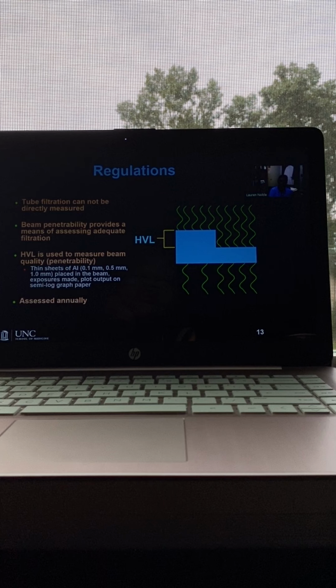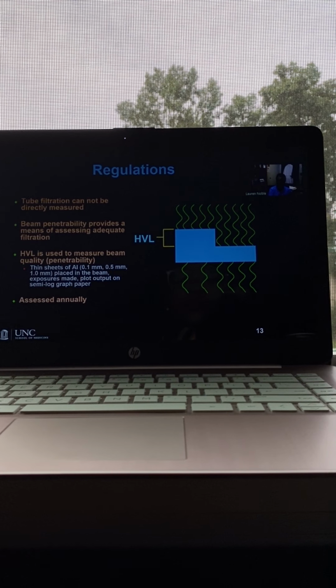So what they do to measure filtration is they will measure beam penetrability. So they will measure the energy of the X-ray beam. They'll make an exposure, and they have a way of measuring the energy of the beam. That will yield information about the amount of filtration that exists in that X-ray tube. When they do this testing to measure the energy of the X-ray beam, it's something called half value layer, or HVL. HVL is used to measure the beam quality or the beam energy, the penetrability.